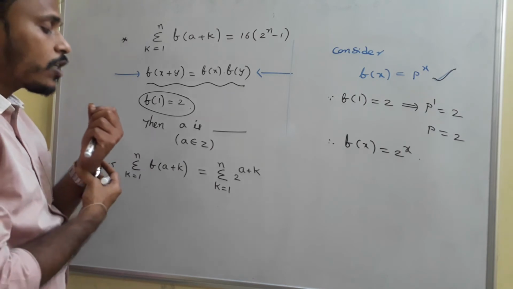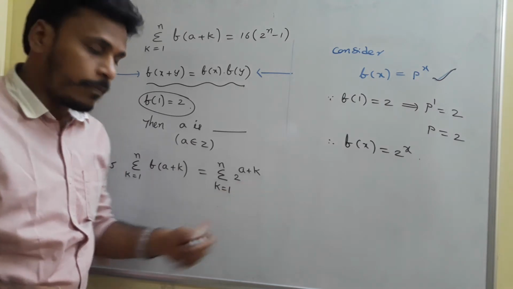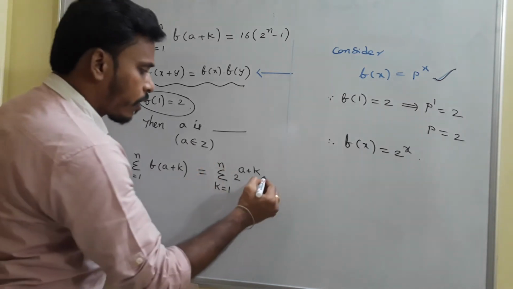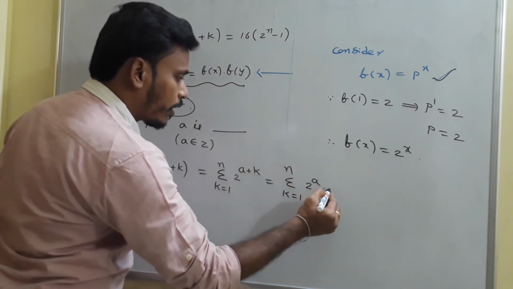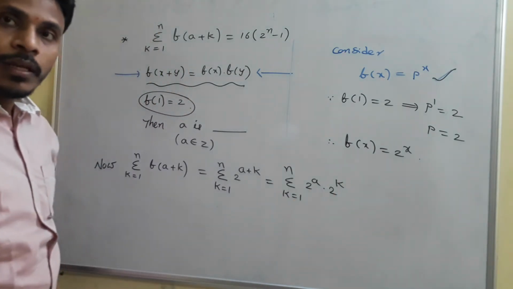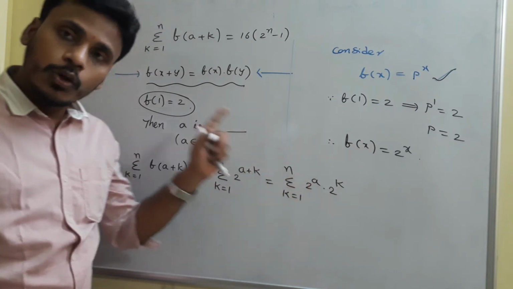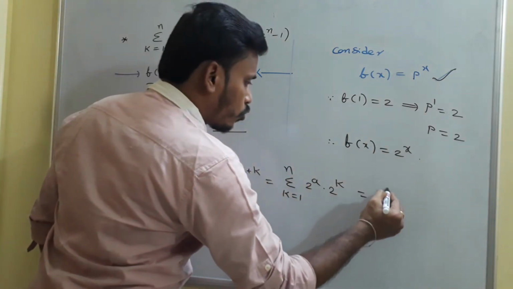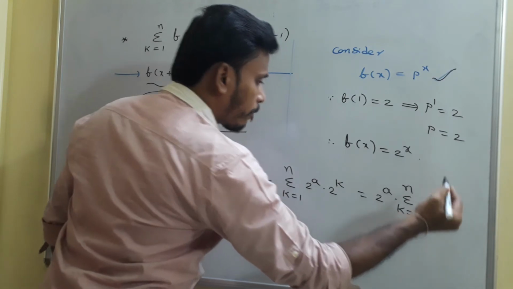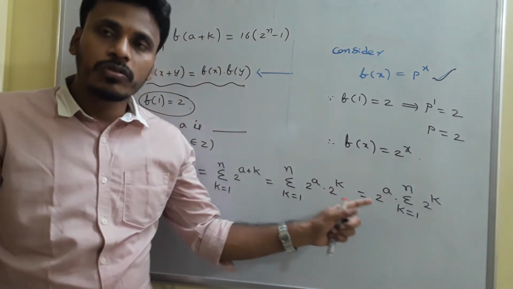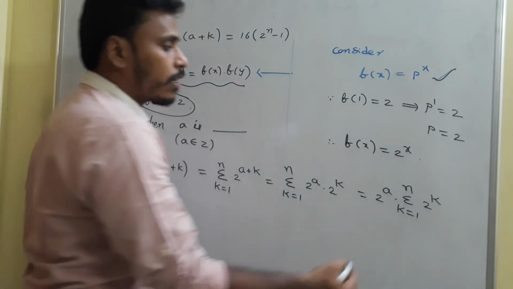Since it is 2 power a plus k, you just try to simplify this part. So this is equal to sigma k equals 1 to n 2 power a into 2 power k. Since this sigma is running over k, this 2 power a is independent of k, you just write it outside. So this is equal to 2 power a into sigma k running from 1 to n 2 power k. This 2 power a is an outside constant, and this part we need to simplify.